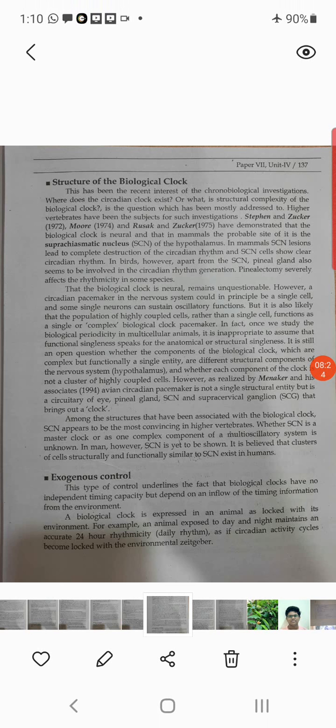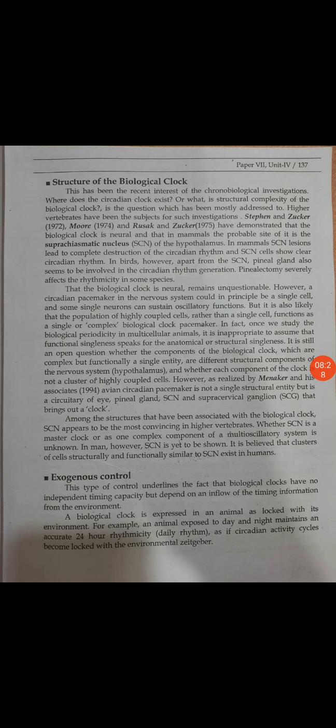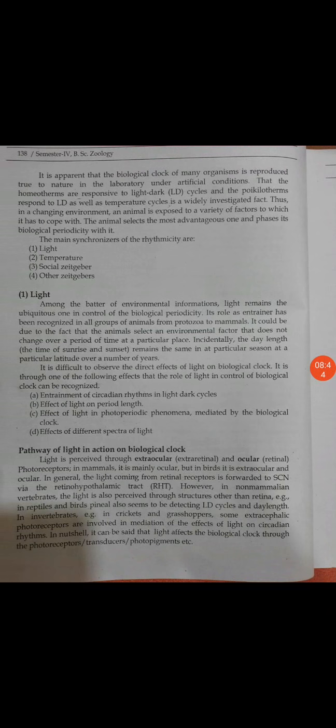So this type of control underlines the fact that biological clocks have no independent timing capacity but depend on the inflow of timing information from the environment. So the environment controls our rhythmicity, which is called exogenous control. Rhythmicity means our daily work.